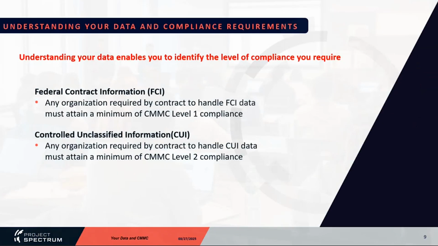Because understanding your data really enables you to identify the level of compliance you require. So again, you're looking at FCI or CUI. If you're handling federal contract information, any organization, you need that CMMC level 1 compliance. Then you've got controlled unclassified information. The CUI is where you might have to go to level 2. And again, on very rare occasion, you'll have to go up to level 3.